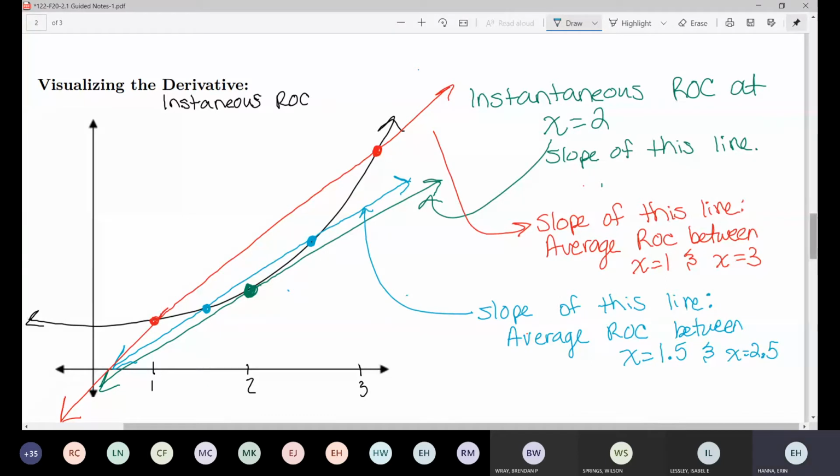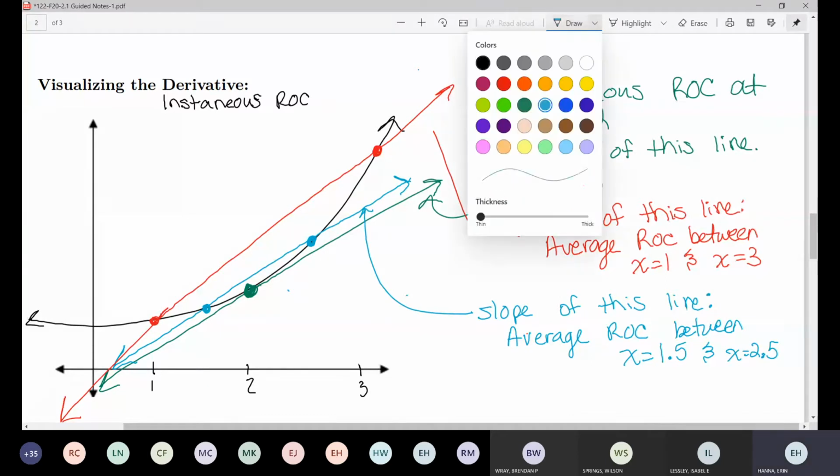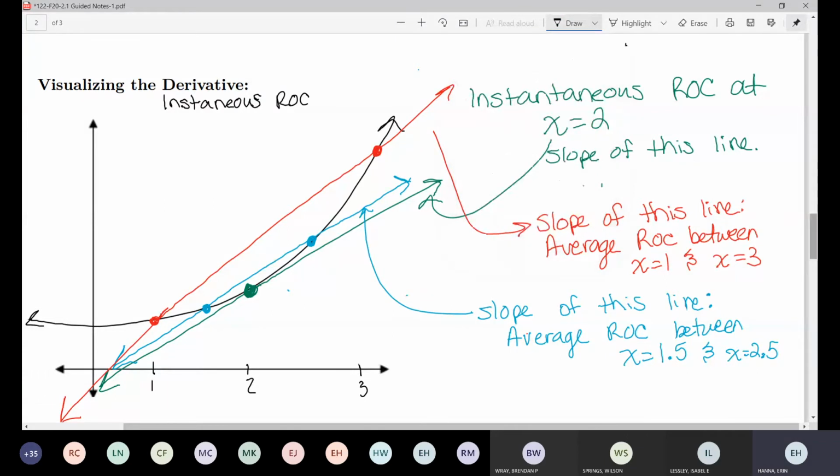Okay. So let's actually calculate one of these instantaneous rates of change.